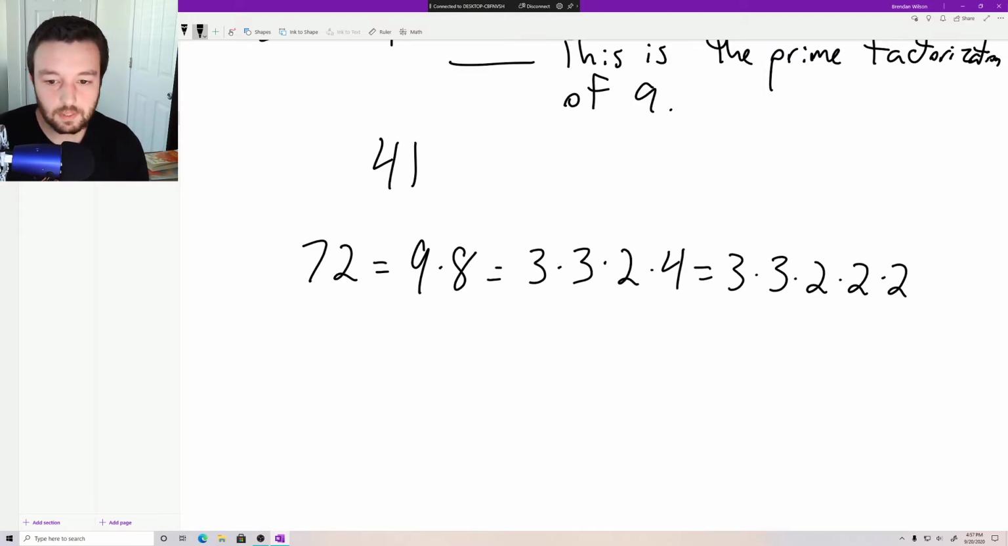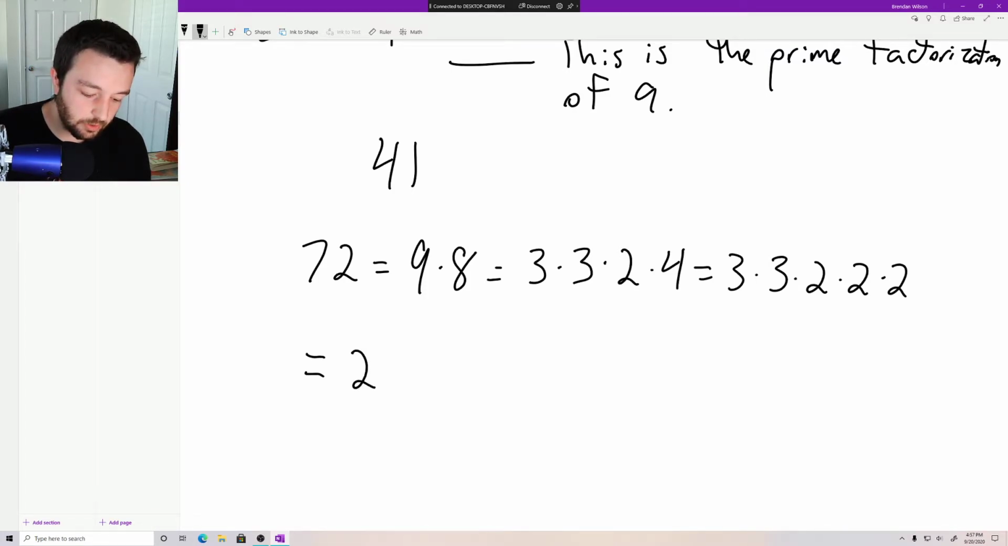Okay. So that's the prime factorization of 72. Oftentimes we'll write it with exponents, so you don't have to write the number over and over again. And we'll also write them in order, so we'll write the 2's first, then the 3's. So there's 3 copies of 2, so we write 2 to the third power. And there's 2 copies of 3, so we write 3 to the second power.